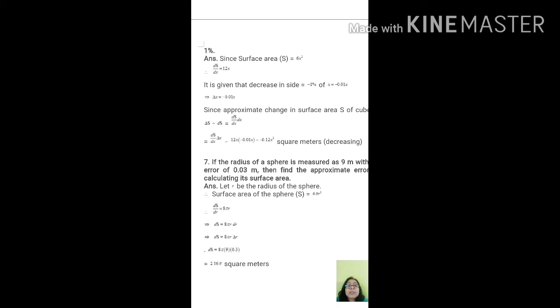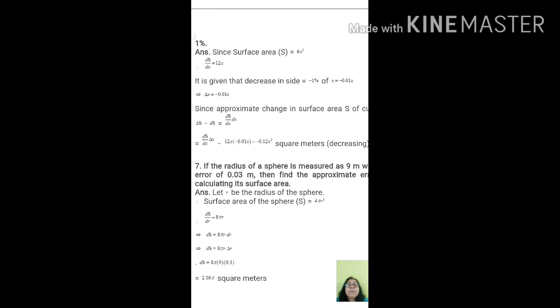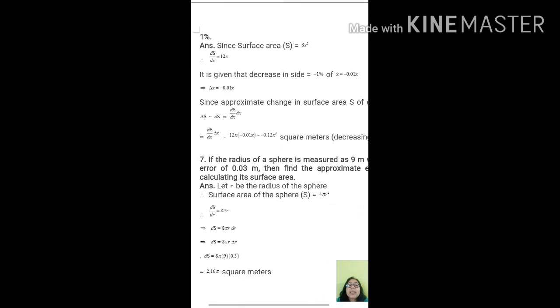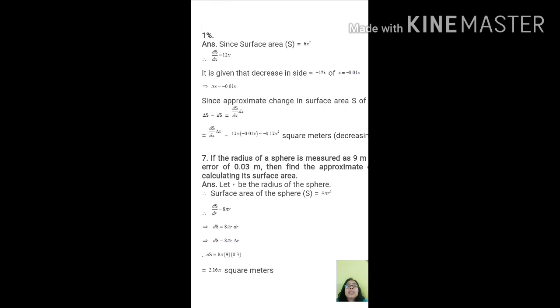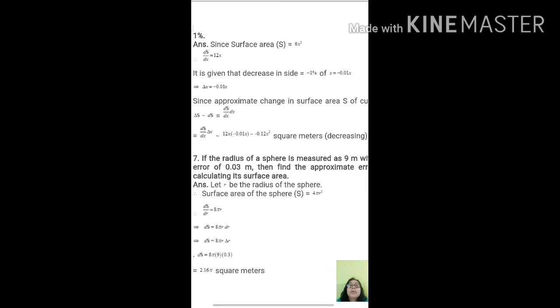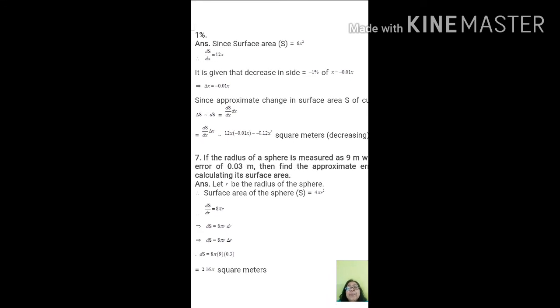Since the approximate change in the surface area is delta s, we can consider it as ds. So ds is equal to ds by dx into dx. That means, as already written, 12x into delta x, which is minus 0.01x, so it comes to minus 0.12x square in square meter. So this part only we have to find out, delta s.